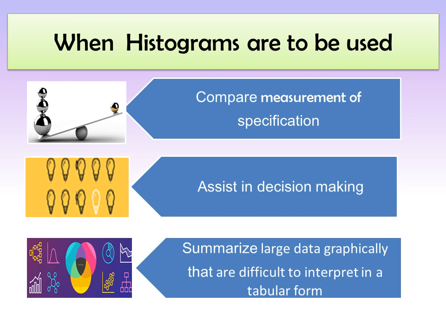Here we are going to discuss some points on when histograms are to be used. The first one is to compare measurements to specification, the second one is to assist in decision making, and the third one is summarizing large data graphically, which gives interpretation in the form of a table.